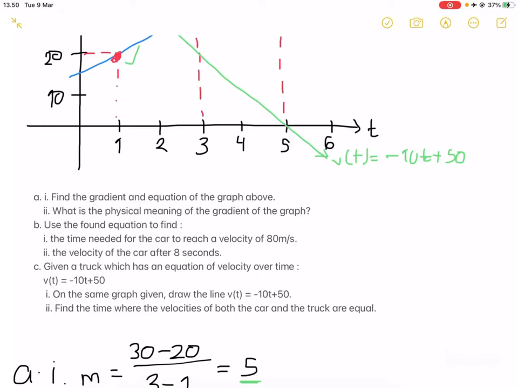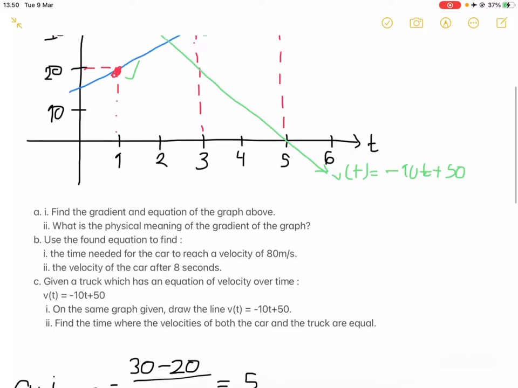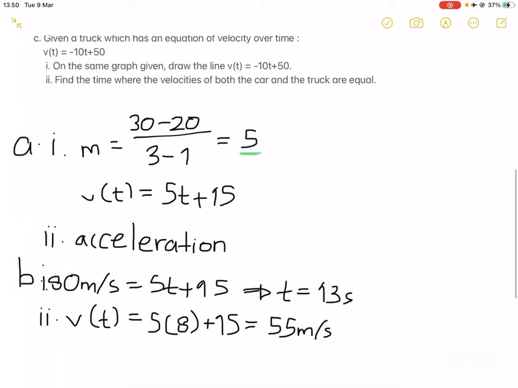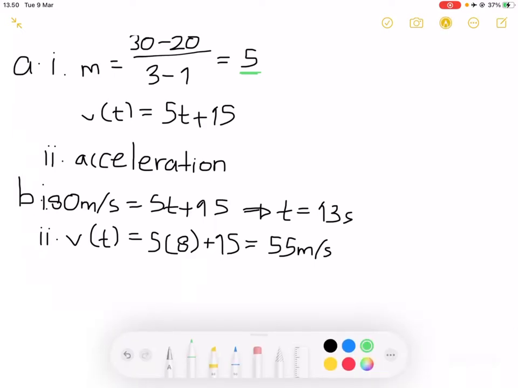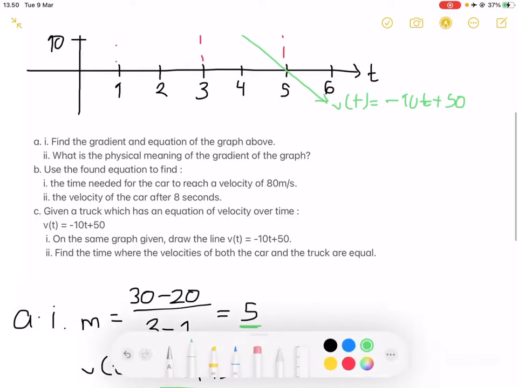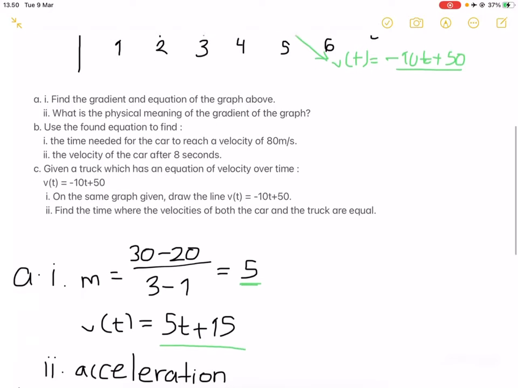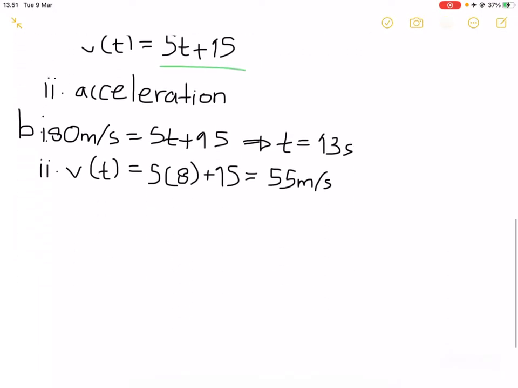So for the second part of part C, find the time when the velocities of both the car and the truck are equal. There are two different ways to solve this. One of them is to find the coordinates of the intersection of these two lines right here, which is this point. The other way is to set both functions, 5t plus 15 and negative 10t plus 50, to be equal, and then solve for t later on. So I'm just going to do that second strategy right here.